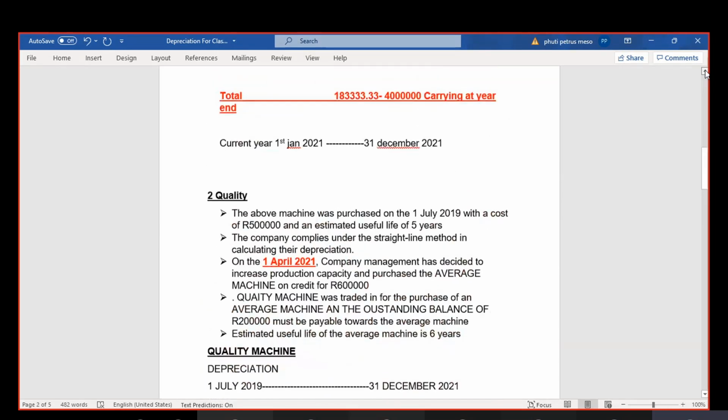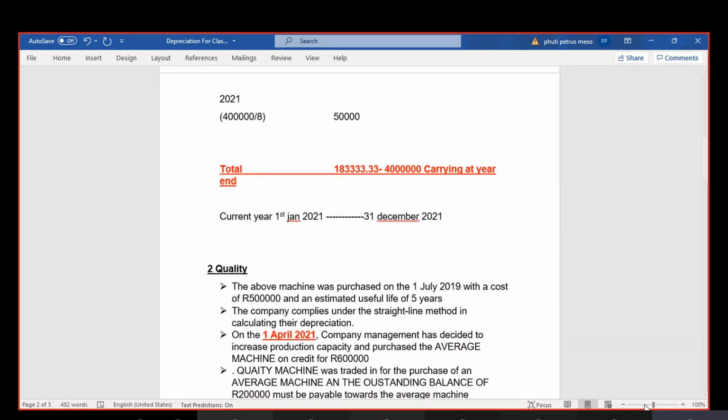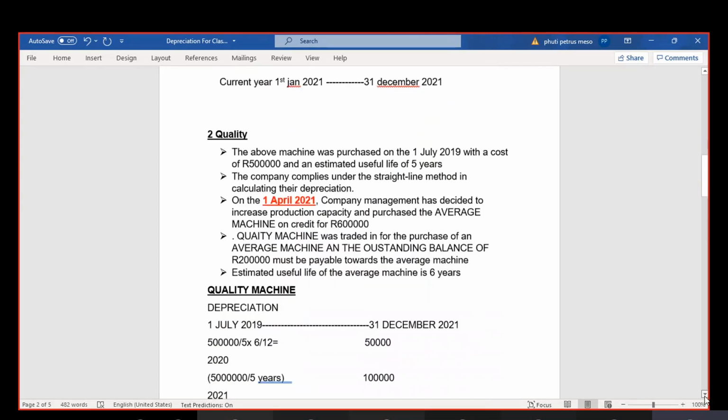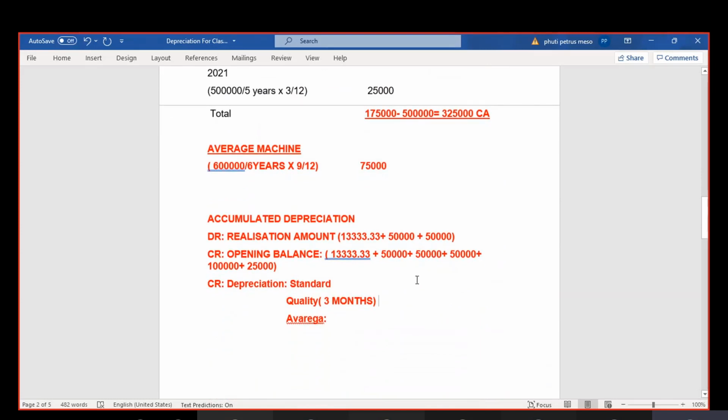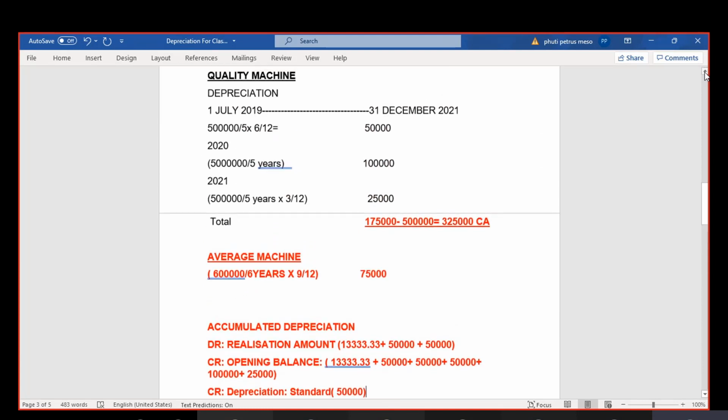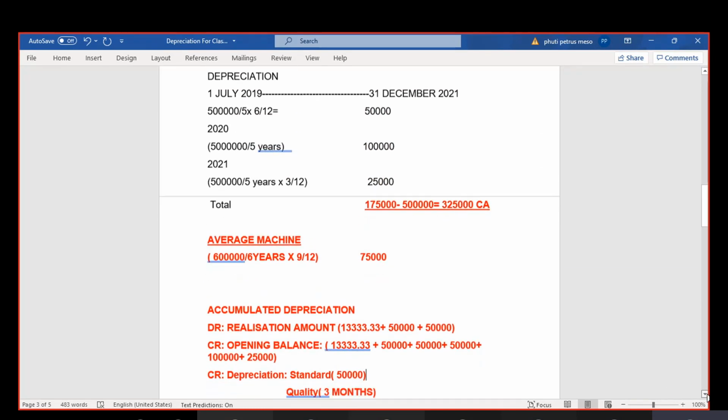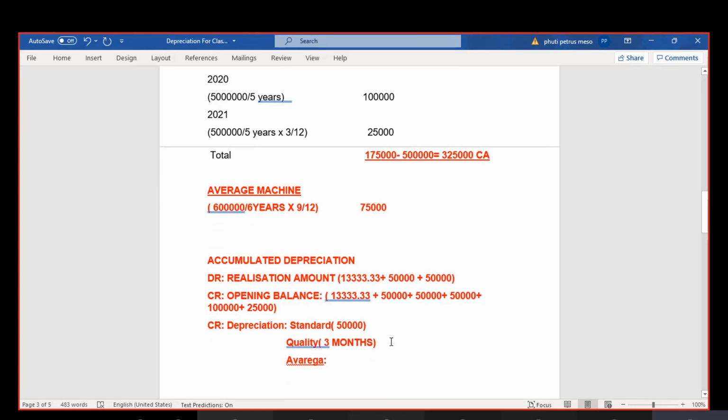Let's start with the standard. I have 50,000 rand, meaning that I'm going to have 50,000 rand. Close my brackets. And how much was the quality for that remaining 3 months in the current year? Is it 25,000? Yes. All right. And the quality would be 25,000. Just open it and say 25,000. Right, let's see how much was the average. I had 75,000 rand. Can you all see that?